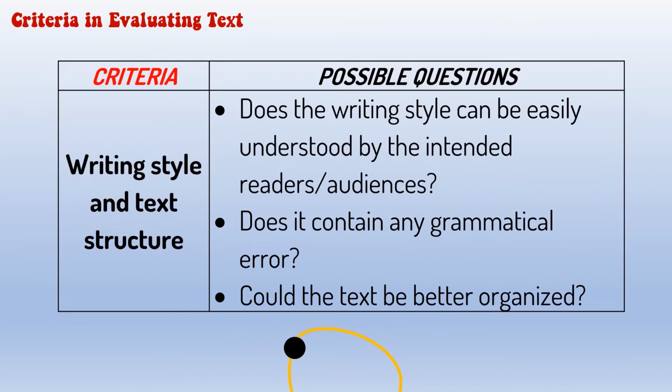Another criteria that we need to look at is the writing style and text structure. So to check this criteria, here are some guide questions. Can the writing style be easily understood by the intended readers or audiences? Does it contain any grammatical error? Or could the text be better organized? So there you have it, the different criteria in evaluating a text.